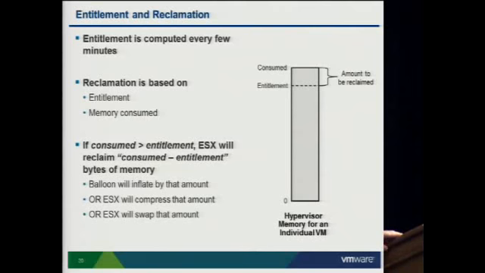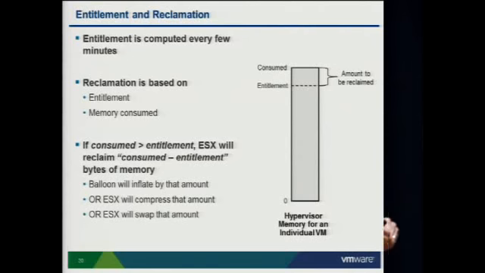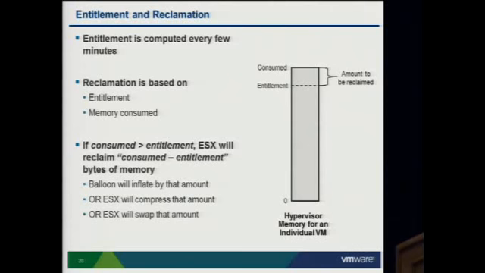It's all based on entitlement, really. Entitlement is computed every few minutes. We figure out how much memory that VM should be getting. Then we reclaim based on entitlement together with consumed memory. Again, how much it's allowed to get versus how much it is actually using. If consumed is greater than entitlement, that means we need to reclaim memory. And specifically, we reclaim the difference between consumed and entitlement. So if that VM is over the limit, then that difference over the limit is what we take back. It's what the hypervisor takes back, and we'll do ballooning, compression, or swapping to get that memory back.